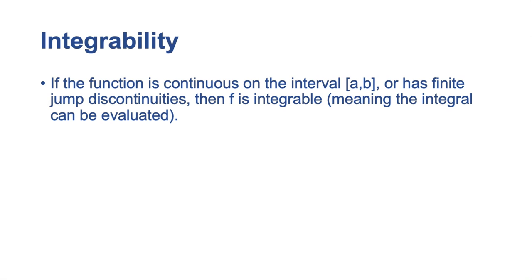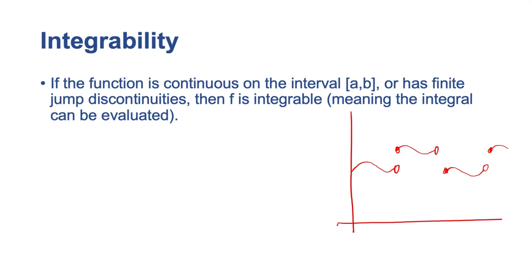Similar to differentiability, we also have integrability. So integrability basically says that if a function is continuous on the interval between a and b, or it has finite jump discontinuities, then we can integrate the function f. So when I say that we have finite jump discontinuities, well, that means that if I have a function that looks like this, and I have jumps on my function, this would be a piecewise function likely.